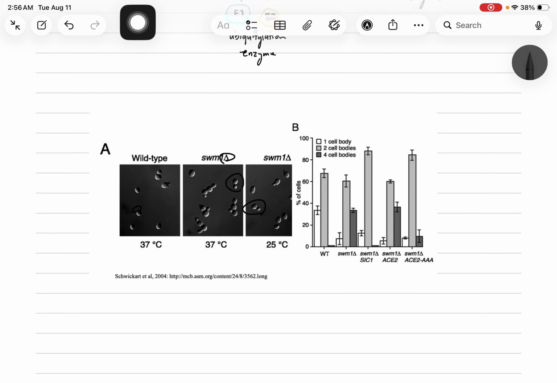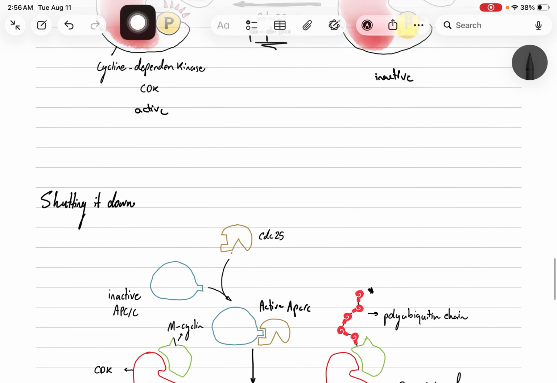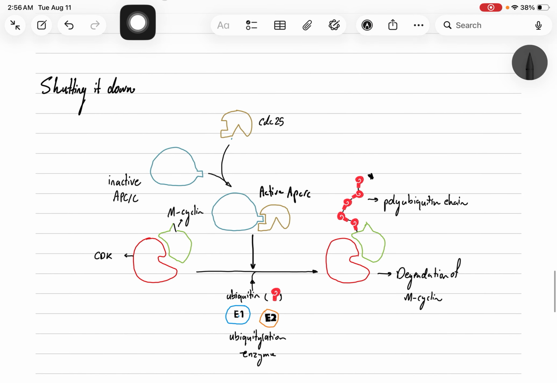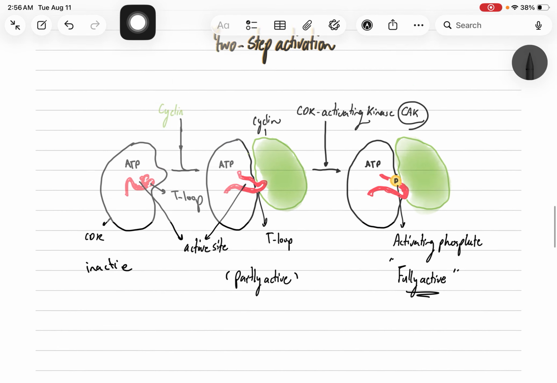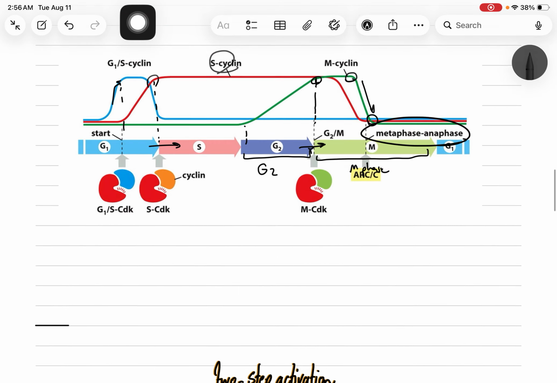And all right, quick question: if a cell's APC/C is non-functional, what happens to the M-cyclin levels, and what are the consequences for the cell? Want to guess, or comment below?